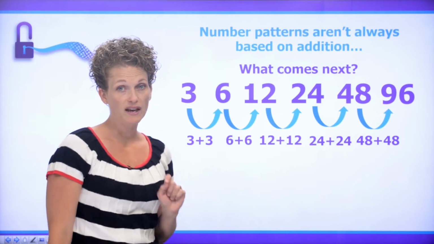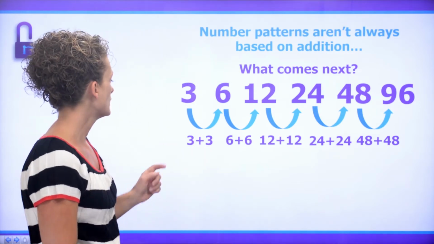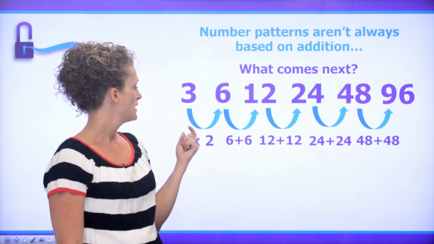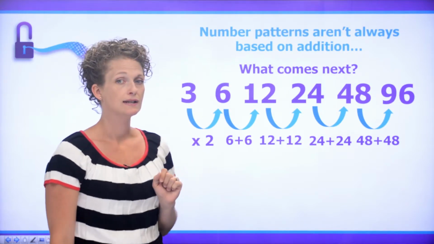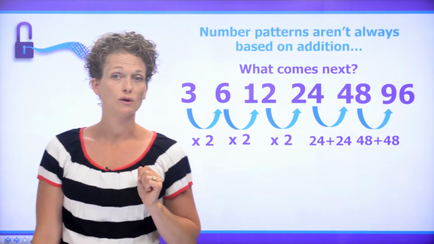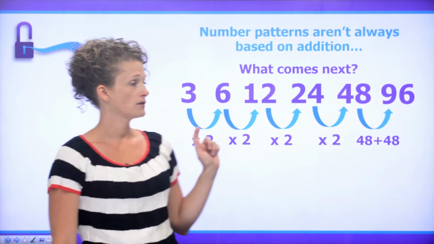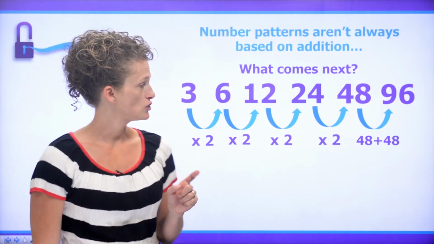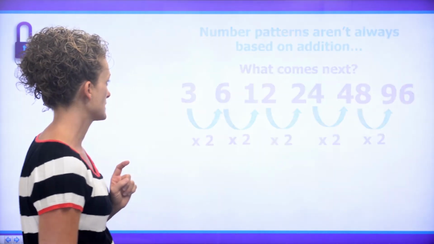Sometimes, and some of you may have already figured this out, we could simply take 3, multiply it by 2 to get 6. 6 times 2 will give us 12. 12 times 2 will give us 24. 24 times 2 will give us 48. And 48 times 2 will give us 96.